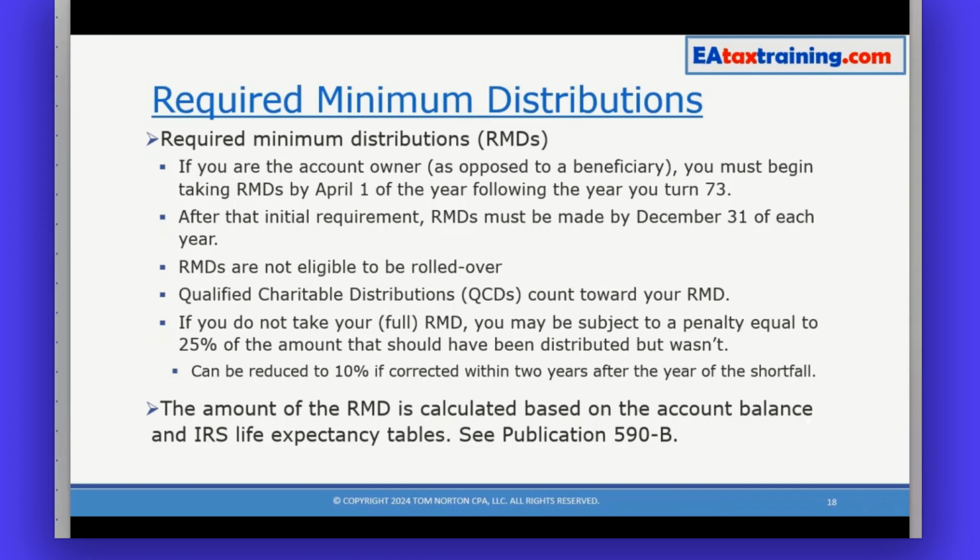So you might be asking, what are these required minimum distributions? How do you calculate it? Well, it is calculated based on the account balance and your life expectancy. So there are IRS life expectancy tables. And so you can see publication 590B if you are interested in that. You do not have to know how to do that for purposes of the exam. And in the real world, the IRA trustee will compute that amount based on these tables and the amount that's in the account, and they will let you know what that RMD is for the year.